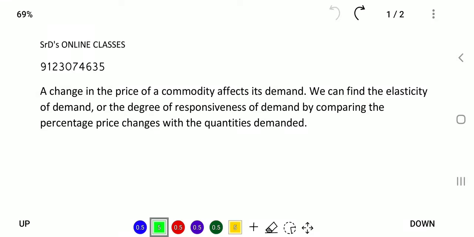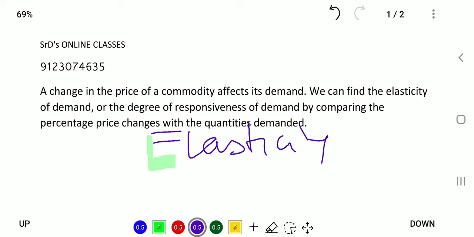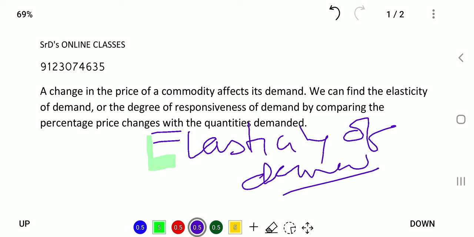Hello students, today we will discuss elasticity of demand. So what is elasticity of demand? A change in the price of a commodity affects its demand. We can find the elasticity of demand, or degree of responsiveness of demand, by comparing percentage changes with the quantity demanded.